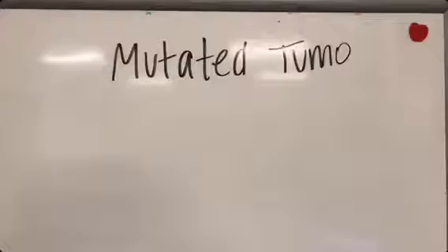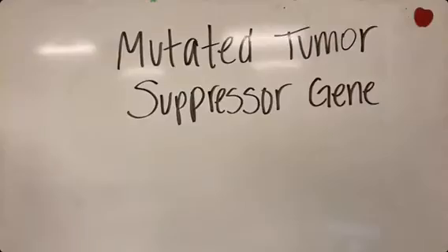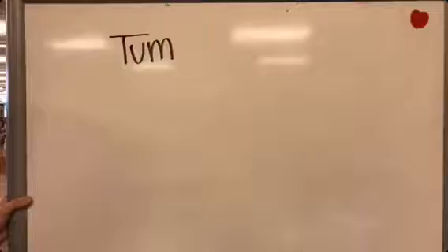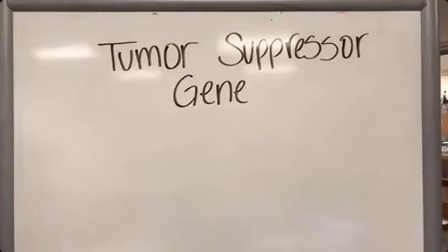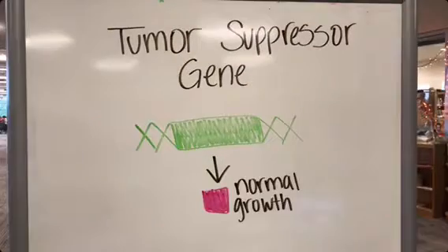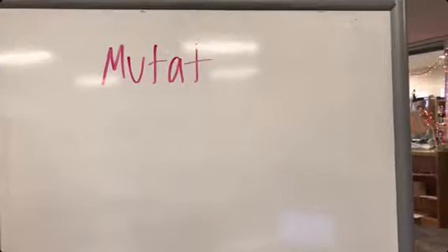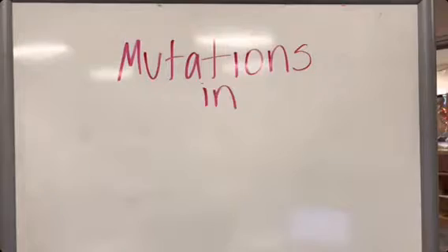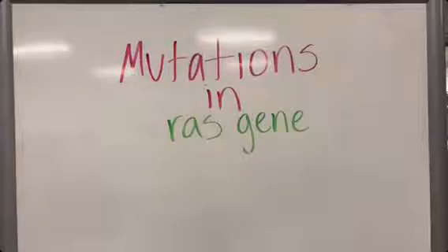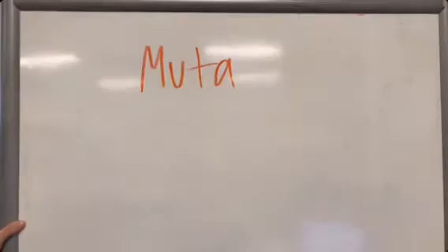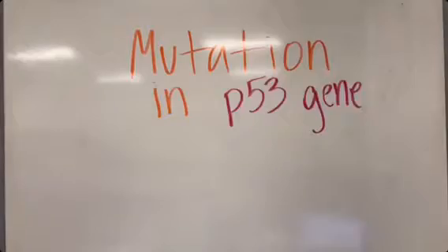Oncogenes are cancer-causing genes. Cancer can be caused by mutations to genes that regulate cell growth and division. Opposite of oncogenes are proto-oncogenes, which are the corresponding normal cellular genes responsible for normal cell growth and division. Mutations in the RAS gene can lead to production of a hyperactive RAS protein and increased cell division. Mutations in the p53 gene prevent suppression of the cell cycle.